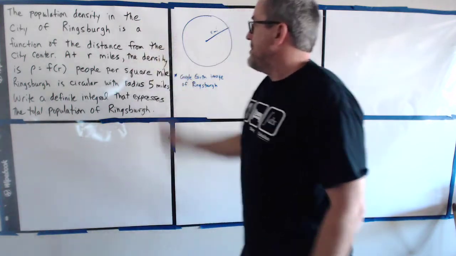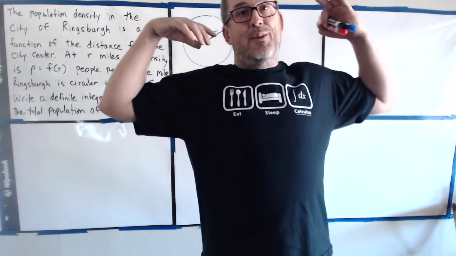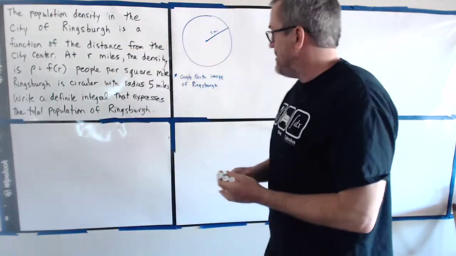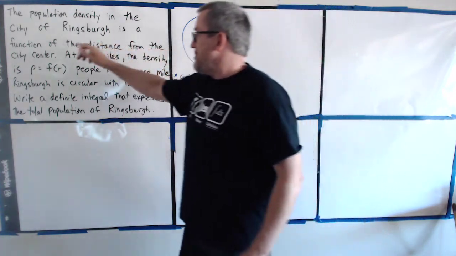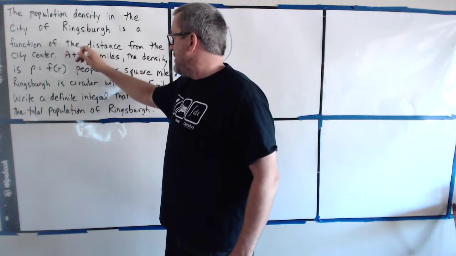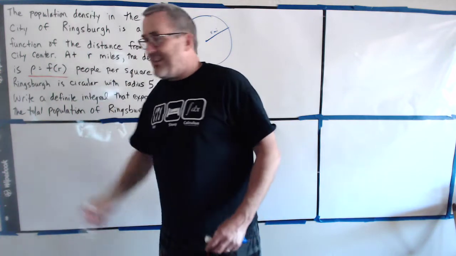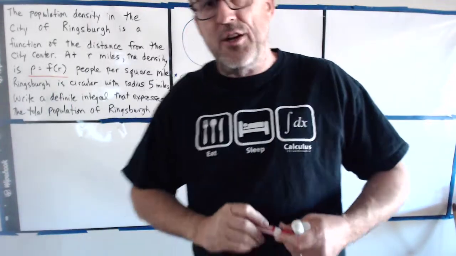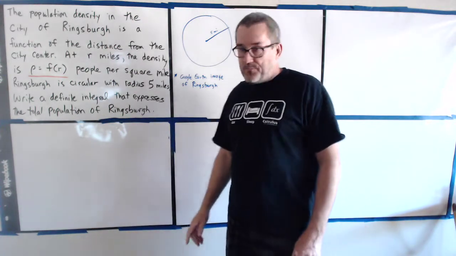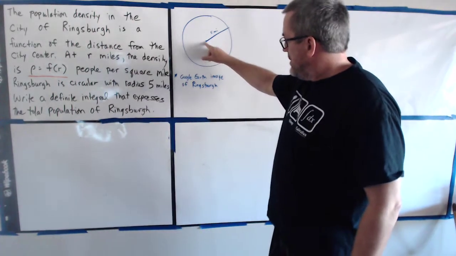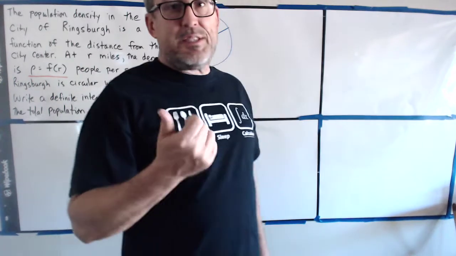So, what we want to think about in this case is, first, what does a slice look like? So we can figure out what stuff we're gonna sum up. So here's the issue. Since the population density is a function of the distance from the city center, and that function is the Greek letter rho, rho is a function of that distance r, the radius or the distance from city center. r equals 0, r equals 5.